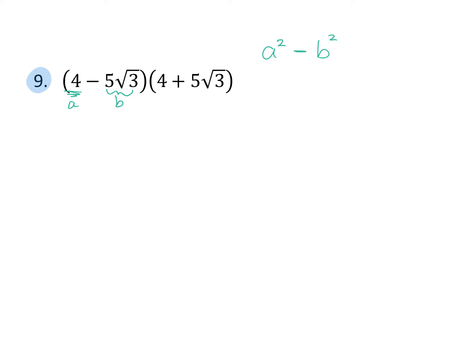You want to FOIL it? Do you want to do the shortcut way? I don't remember who asked this one. Who asked this one? Is that Carrie Anna? No? Do you want to FOIL or you want the shortcut? FOIL. Okay.